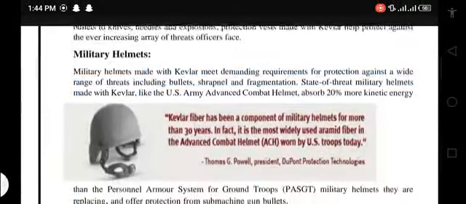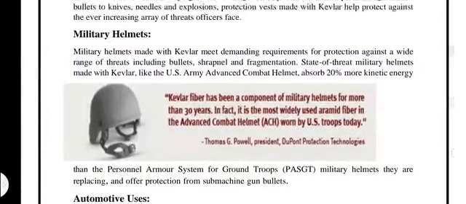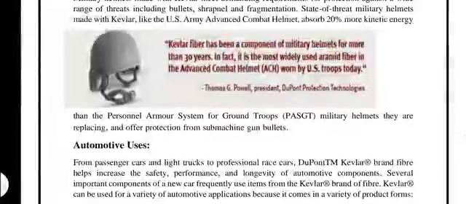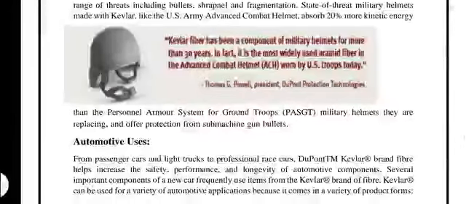The third application is military helmets. Military helmets made with Kevlar meet demanding requirements for protection against a wide range of threats, including bullets, shrapnel, and fragmentation. State of the art military helmets made with Kevlar, like the US Army Advanced Combat Helmet, absorb 20% more kinetic energy than the personnel armor system for ground troops. They are replacing older helmets and offer protection from submachine gun bullets.